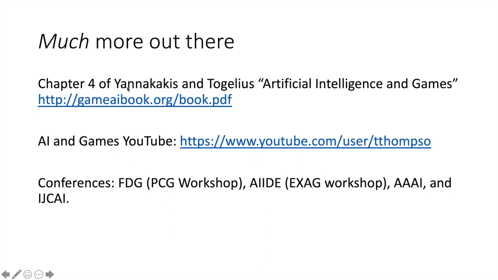Now, notably, there's a whole bunch more out there. Again, chapter 4 of Yannakakis and Togelius's Artificial Intelligence and Games book is quite good. There's the AI and Games YouTube account, which I also highly recommend. And there are a lot of conferences that cover this kind of work.